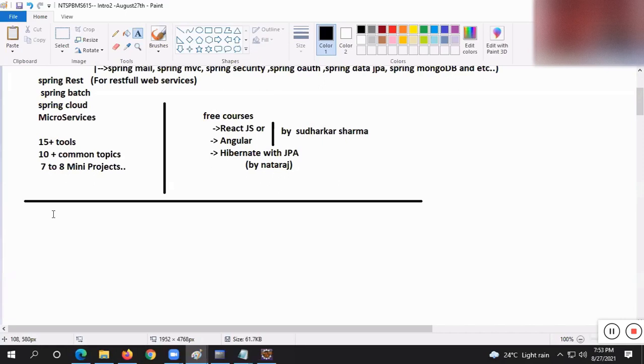Is that clear? Do I need to have Spring knowledge to learn this course? Not required. I will take care of everything. Do I need Hibernate knowledge? Not required. XML knowledge? Not required. Annotation fundamentals? Not required. JSON knowledge? Not required. Nothing is required.